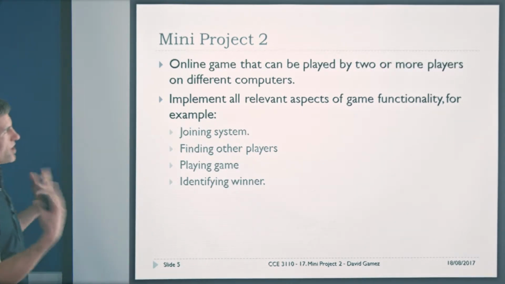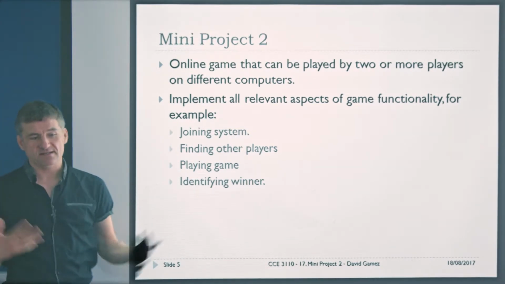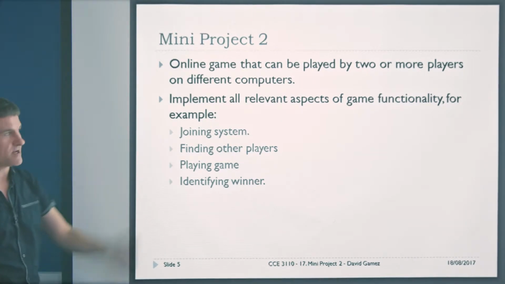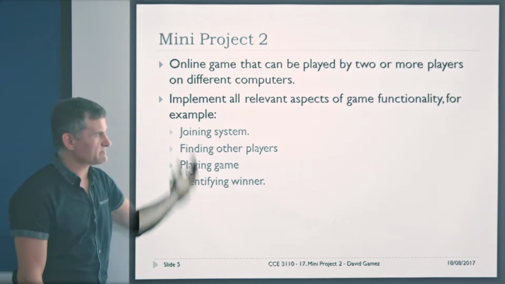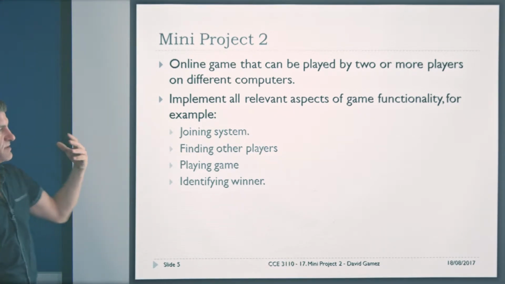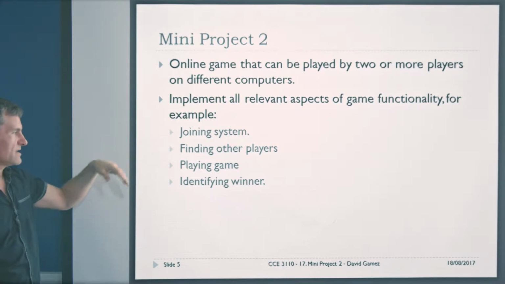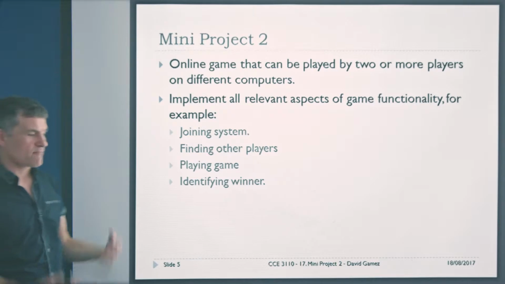So Mini Project 2 is an online game that can be played between two or more players on different computers. So it's a little mini version of the sort of massive multiplayer online game that was covered in an earlier lecture. So I'm expecting you to implement all of the relevant aspects of the game functionality. So the players should be able to join the game or join the system. They should be able to find other players. They should be able to play the game, obviously, and they should be able to identify the winner.